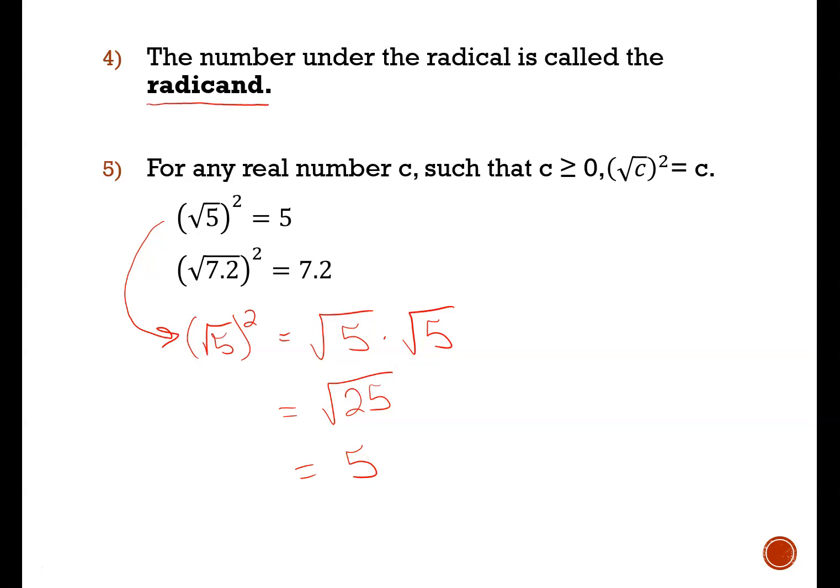So property 5 is saying it's not necessary to go through all of that. When you're squaring a square root, you will always just get the radicand. So you get just the 5. It's kind of like the square and the radical symbol cancel each other out. So here's a second example with a decimal. It doesn't matter what the number is that's in the radicand. This property will always work.